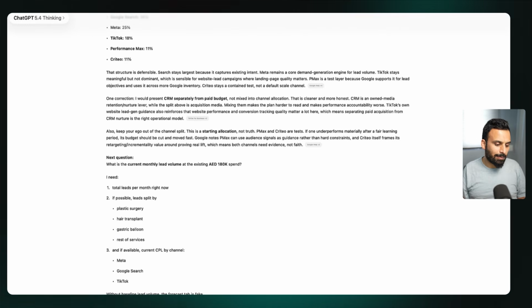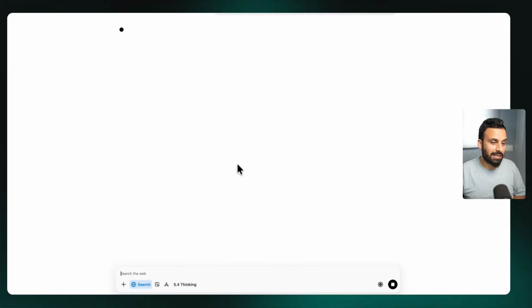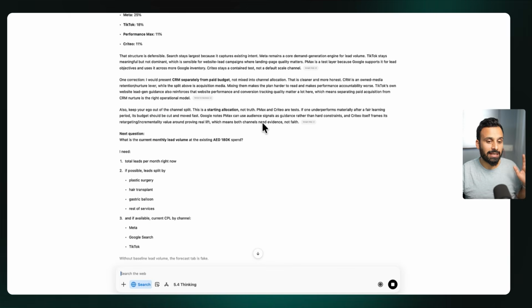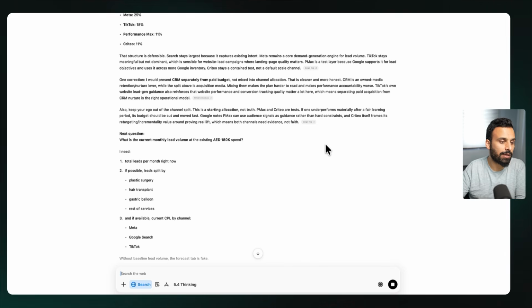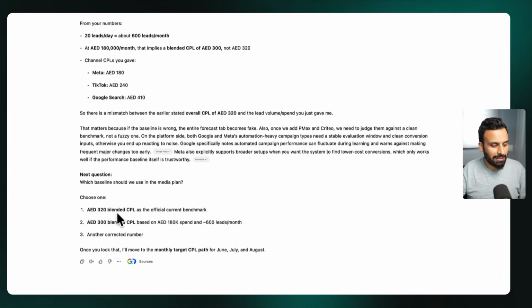Okay, 20 leads a day: plastic surgery 4 leads, hair transplant 5 on average, gastric balloon 1, 10 the rest. And Meta CPL is 180 AED, TikTok CPL is 240 AED, and Google search is 410 AED. Even the other information it's providing is very good, it's leading in a very good direction. Okay, because I changed a few numbers for confidentiality, it's now telling me there's a difference. Actually, it's not 320, it's 300. So which one should we pick?